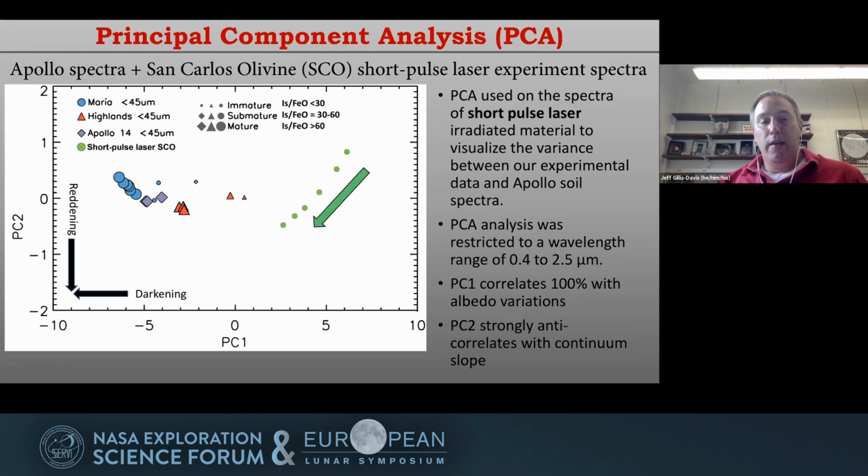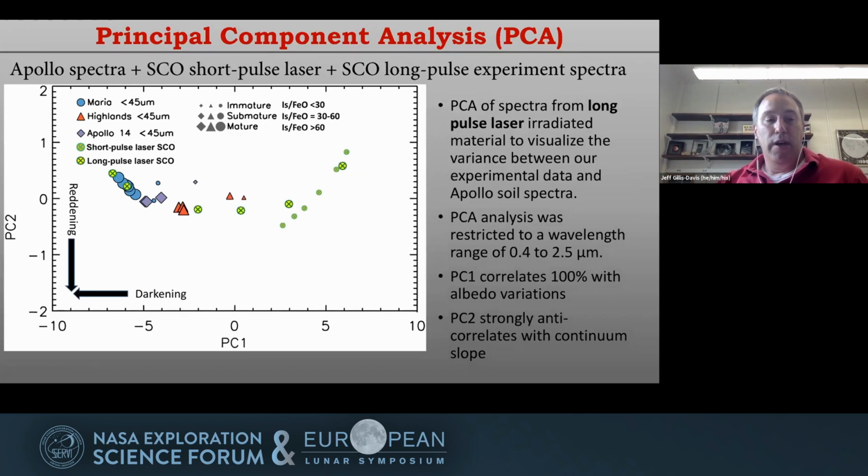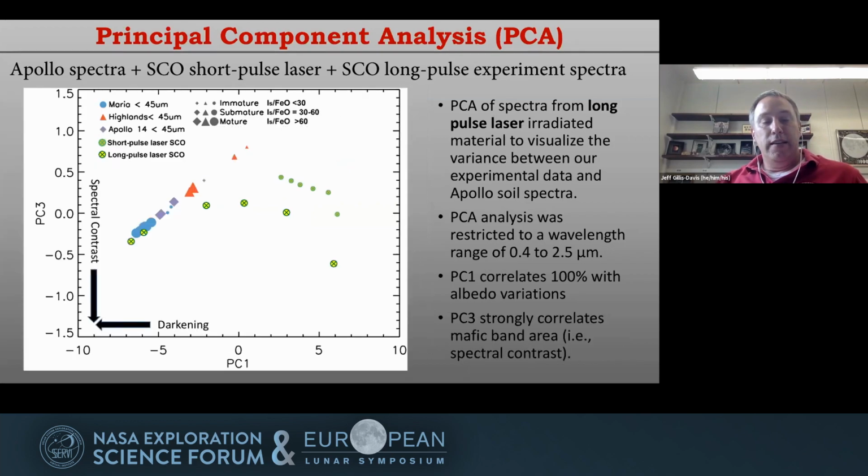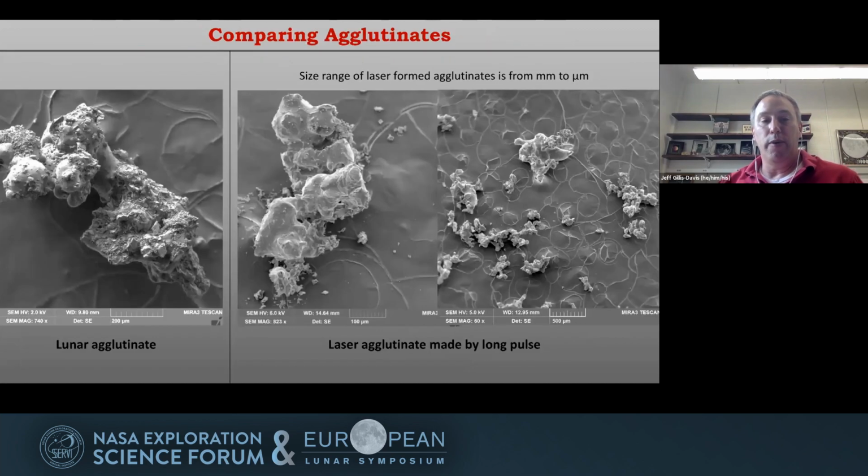Now we'll pop up the long pulse laser. These yellow-green circles are the long pulse laser results. You can see that we are now capable of getting into the same field in PC space for PC1 and PC2 compared to fresh and mature lunar materials, particularly Mare materials. And this is also showing with PC3 and PC1, where PC3 is spectral contrast, so loss of spectral feature. Again, we're seeing that we match Mare material very well.